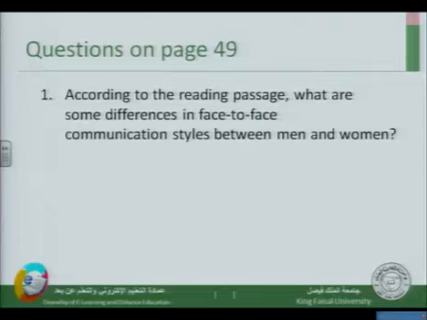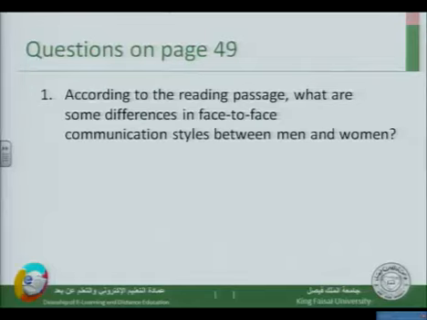What these questions are intended to do is to make you think about the topic for a minute or two. So, the first question says, according to the reading passage, what are some differences in face-to-face communication styles between men and women? Now, this is something you have to take from the passage and just write them down. This is a way that you can kind of educate yourself about a topic.